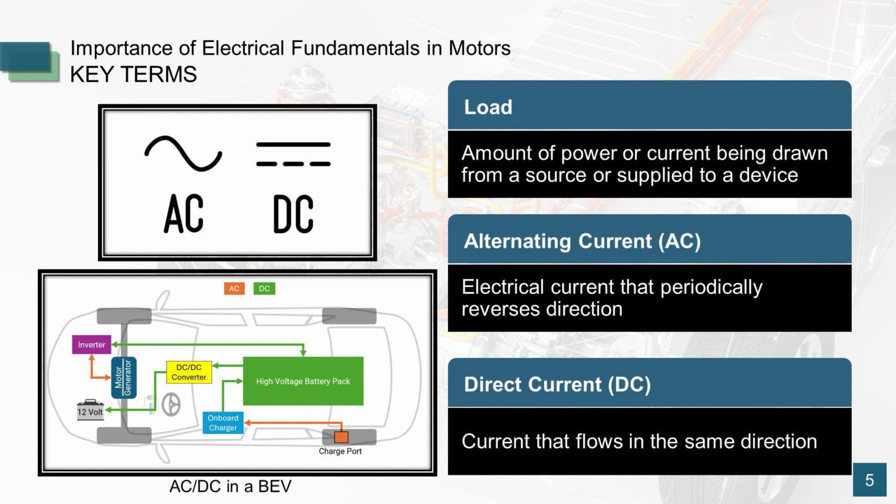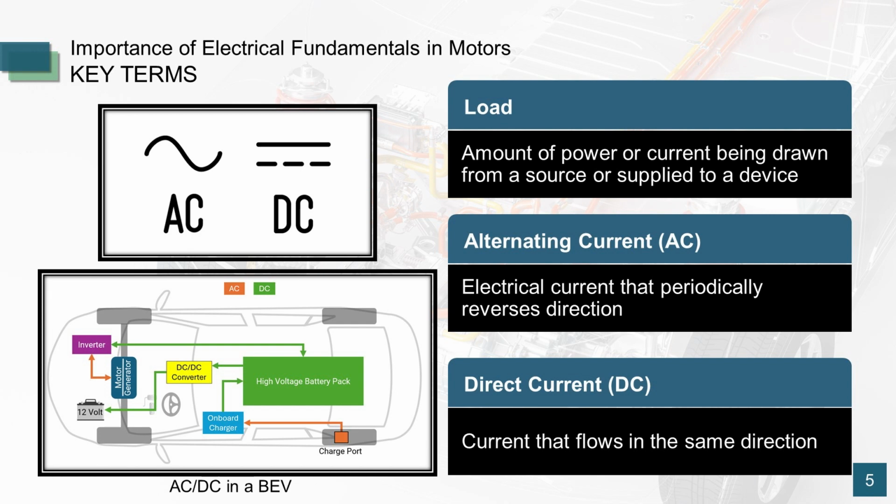Load. Load refers to any device or component that draws electrical power from a source to perform its intended function, converting electrical energy into another form of energy or output. For example, the primary load in a battery electric vehicle is converting electrical energy into mechanical energy for propulsion.